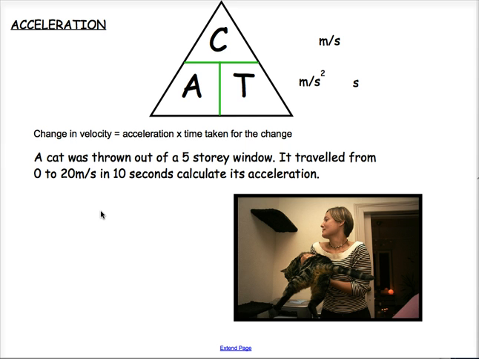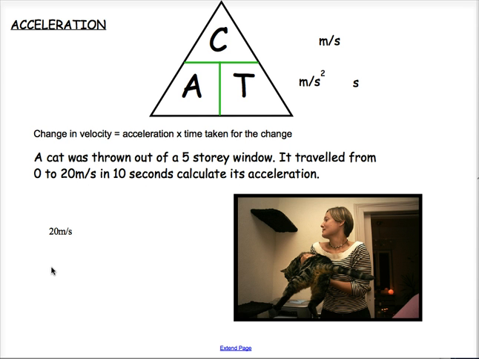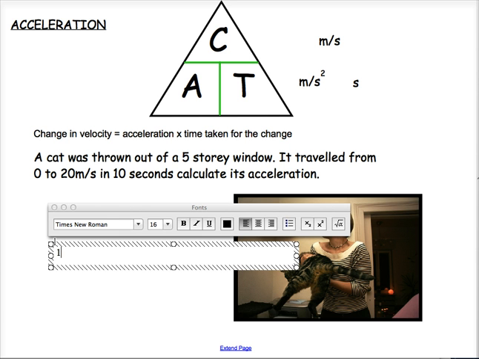So a cat was thrown out of a 5-story window. It wasn't really. It's not hurt. It's just made up. This cat here is perfectly safe. It travelled from 0 to 20 metres per second in 10 seconds. Calculate its acceleration. So here it's given you its change in velocity from 0 to 20. So its change in velocity was 20 metres per second. That's the C one. And the time it took to do that was 10 seconds.